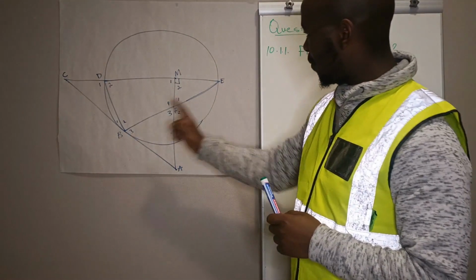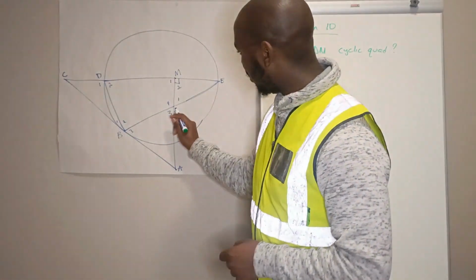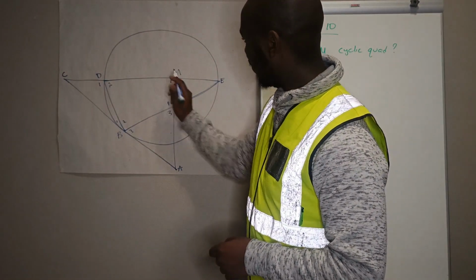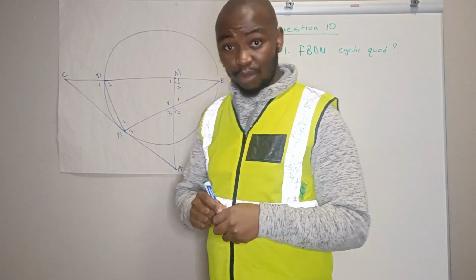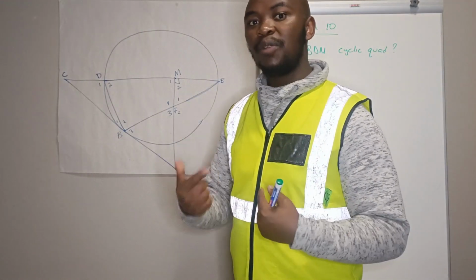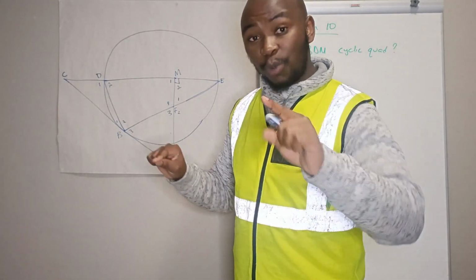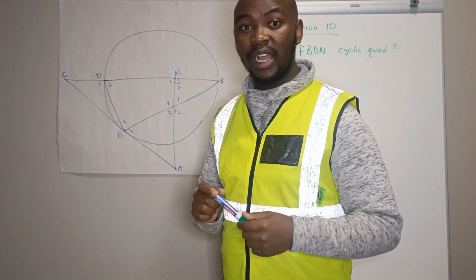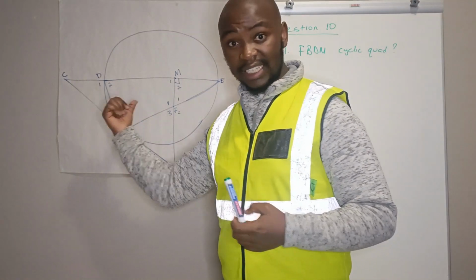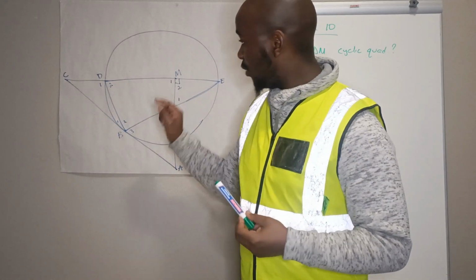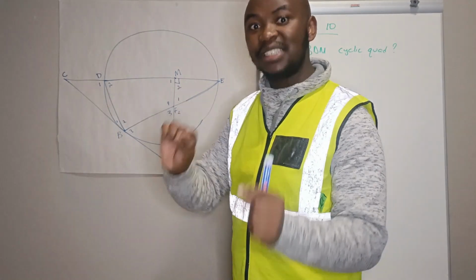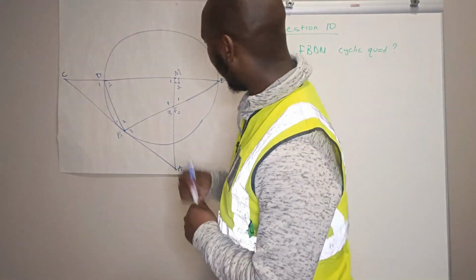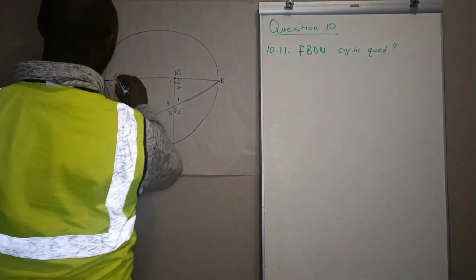They are saying FBDM. So these are the points FBDM. What's special about those points is, when they say prove that it is a cyclic quad, it means those points must touch the circumference of that specific circle we are trying to prove that this lies on. So when we're drawing the circle, we must make sure that it touches those points.